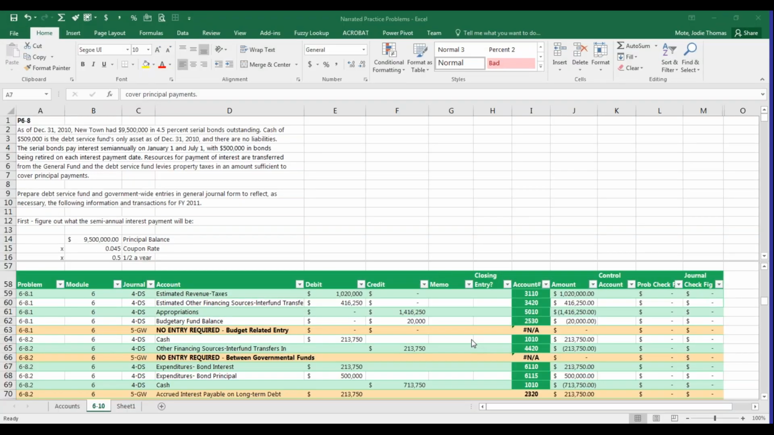Okay, here we're going to talk about problem 6.8, and it is identical, I think, in both versions of the textbook, the 15th and 16th edition.